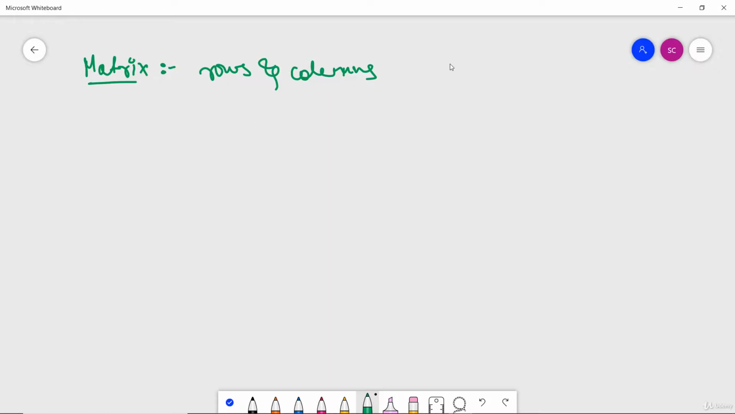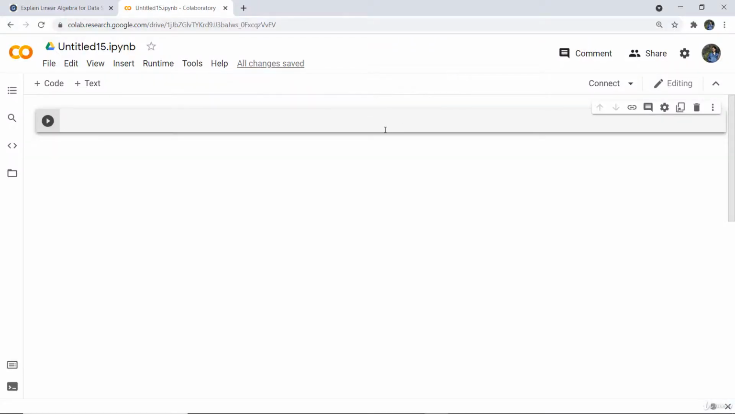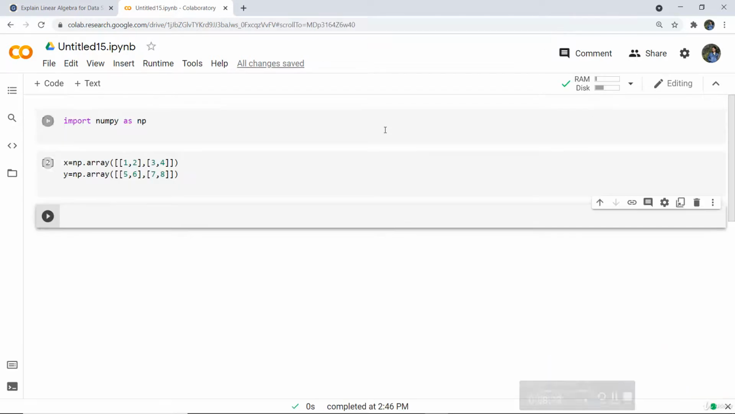So what we are going to do next is implement a very small program for the addition, subtraction, multiplication and product of two matrices, and then see the transpose. Transpose is nothing but replacing the rows with the columns. So let us see the implementation of the very basic code. Firstly I'm going to import NumPy, and then initialize two NumPy arrays, x and y.